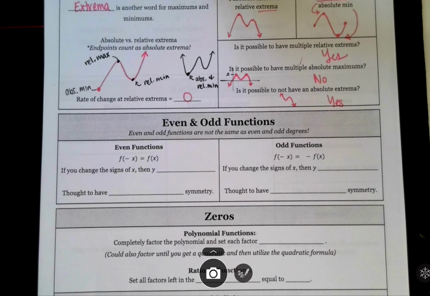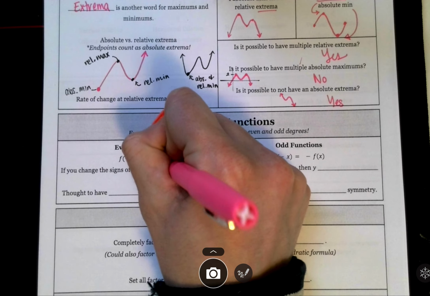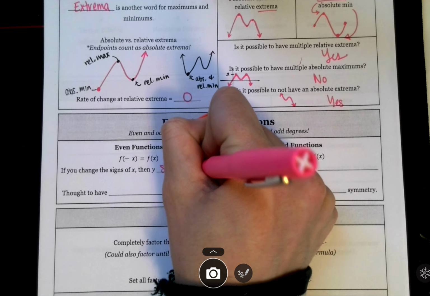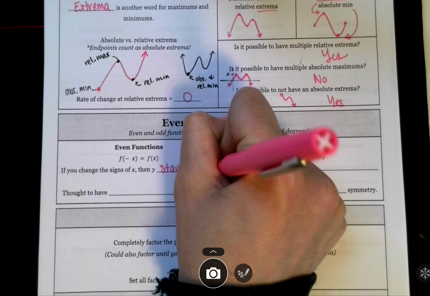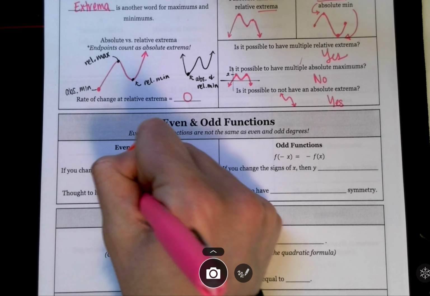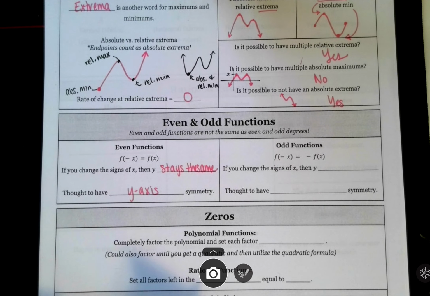So we can say if you change the signs of x, then y stays the same. Even functions are thought to have y-axis symmetry. We should be able to fold it on the y-axis and have it line up.